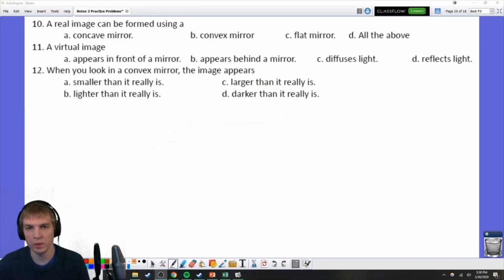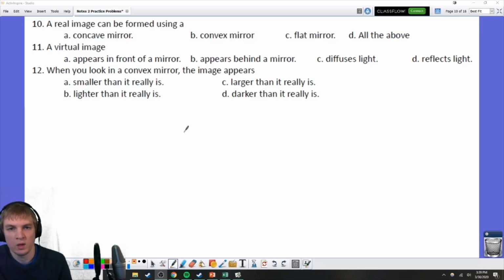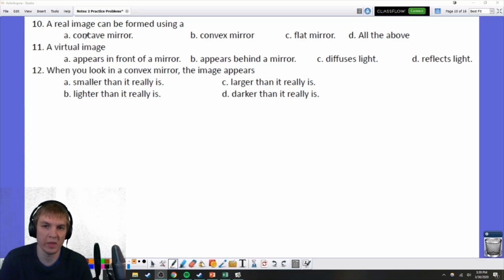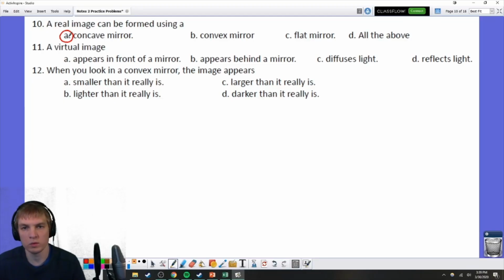Let's do some practice multiple choice here. So numbers 10 through 12. 10 says a real image can be formed using a what? A concave mirror, a convex mirror, a flat mirror, or all of these? Well, a real image can only be produced with a concave mirror. So just keep that in mind. A real image can only be produced with a concave mirror. A convex mirror produces virtual always, and a flat mirror will always produce virtual images.